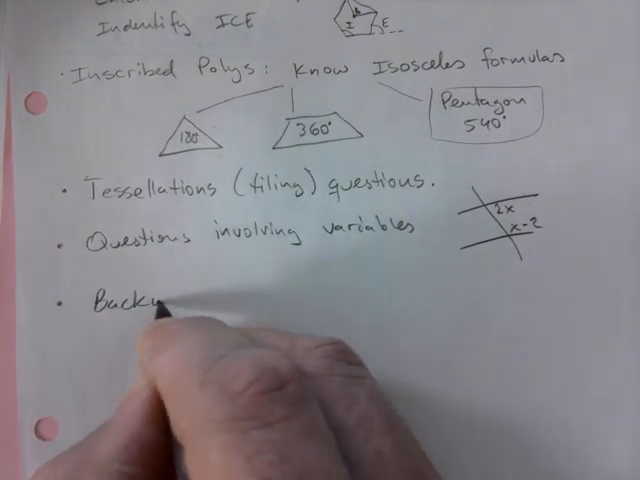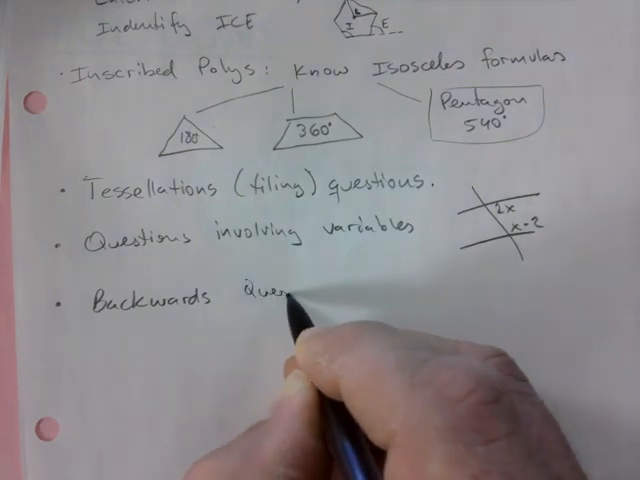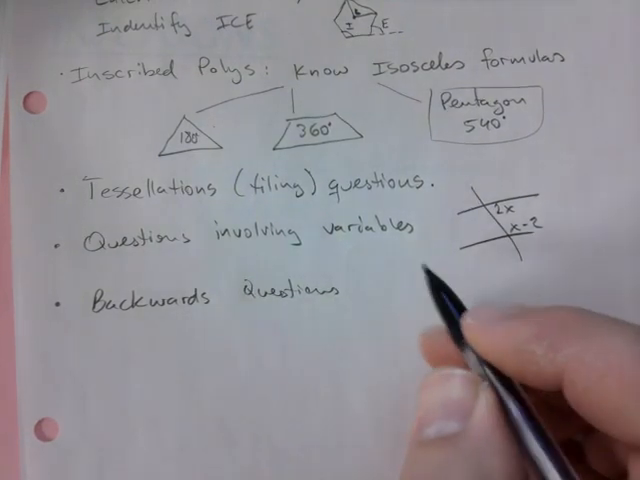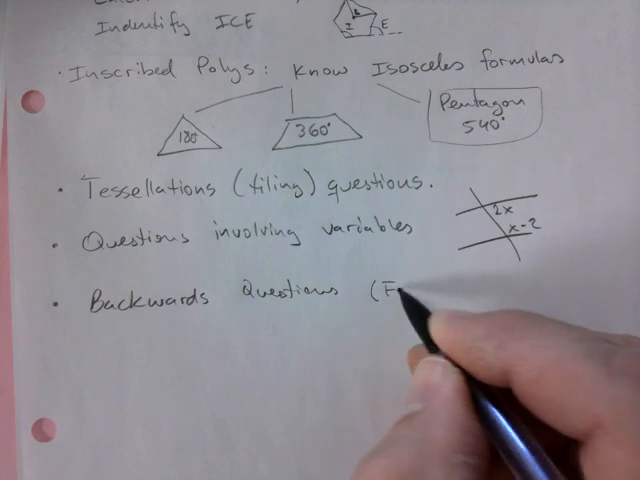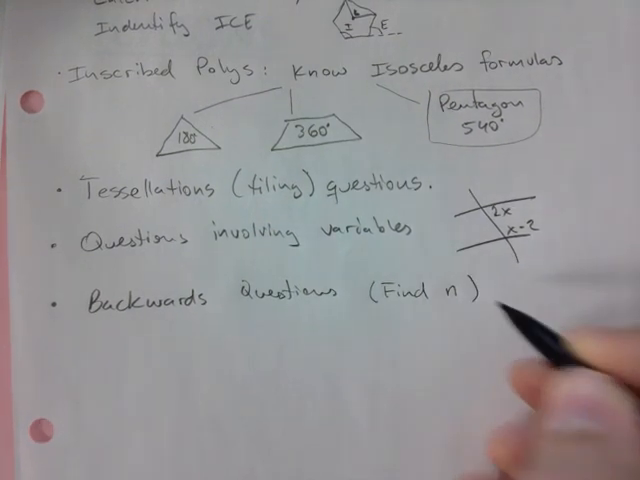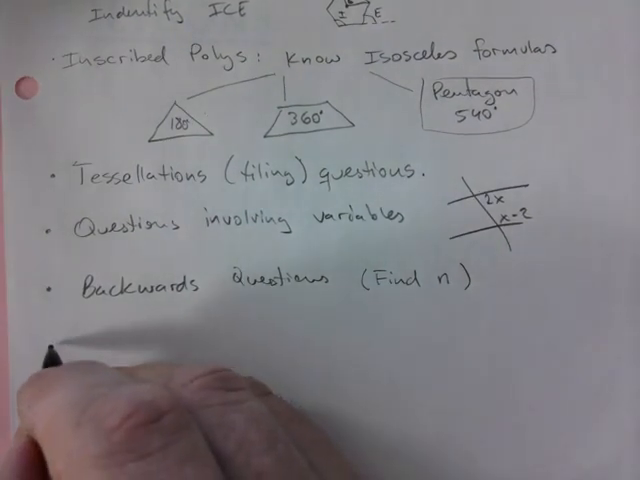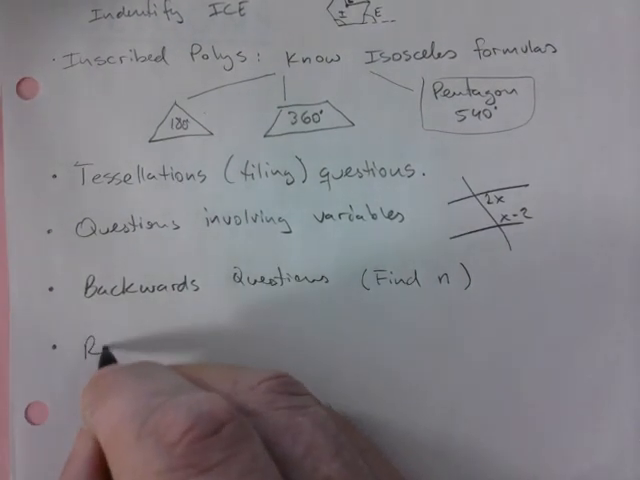Backwards questions. Find n, right? I'm going to go Reynolds.